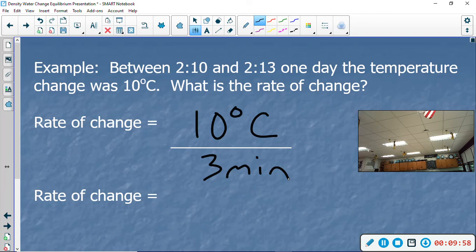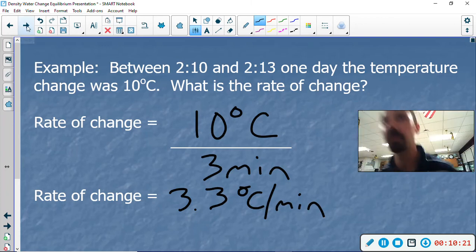So 10 divided by 3 gives you 3.3 repeating. In this class, we're just going to round it to the nearest tenth typically. So it's going to be 3.3. And then the units are what's on top, which is degrees Celsius, divided by what's on bottom, which is minutes. So 3.3 degrees Celsius per minute is the final answer.